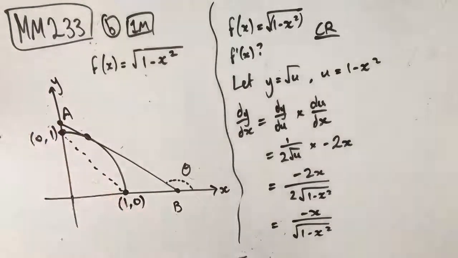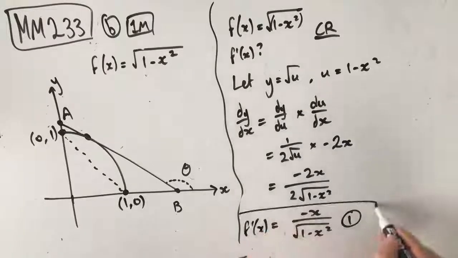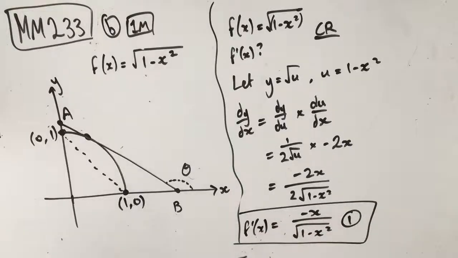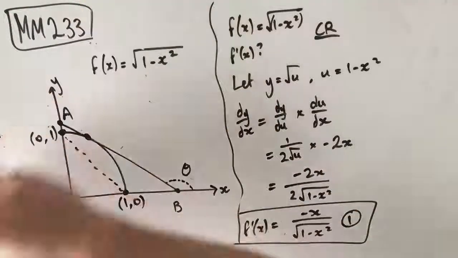Awesome. That's it. So this is our f dash of x. First and only mark. That's our final answer. Let's move on to part C. Part C is a 2 mark question.